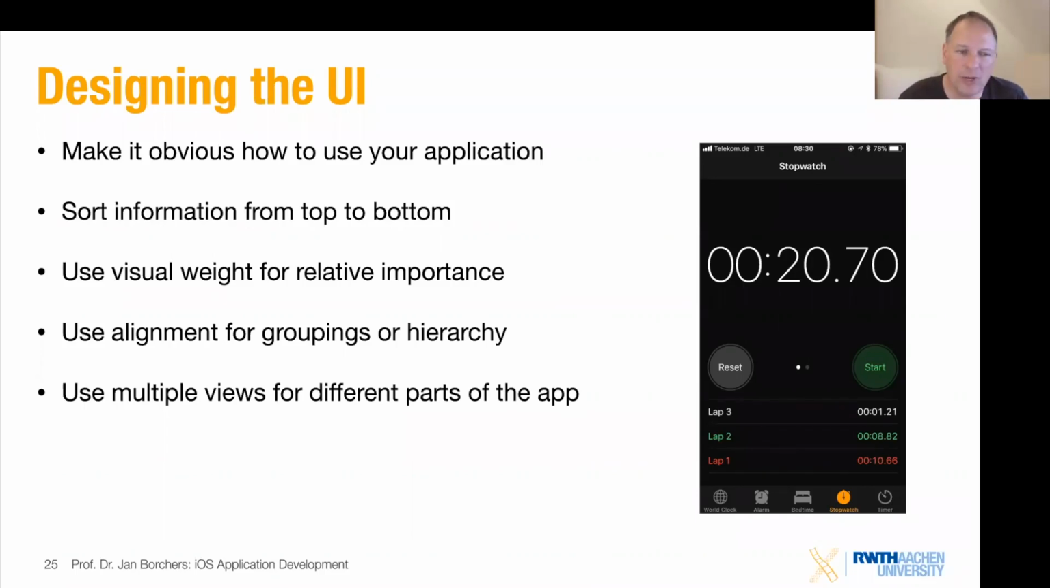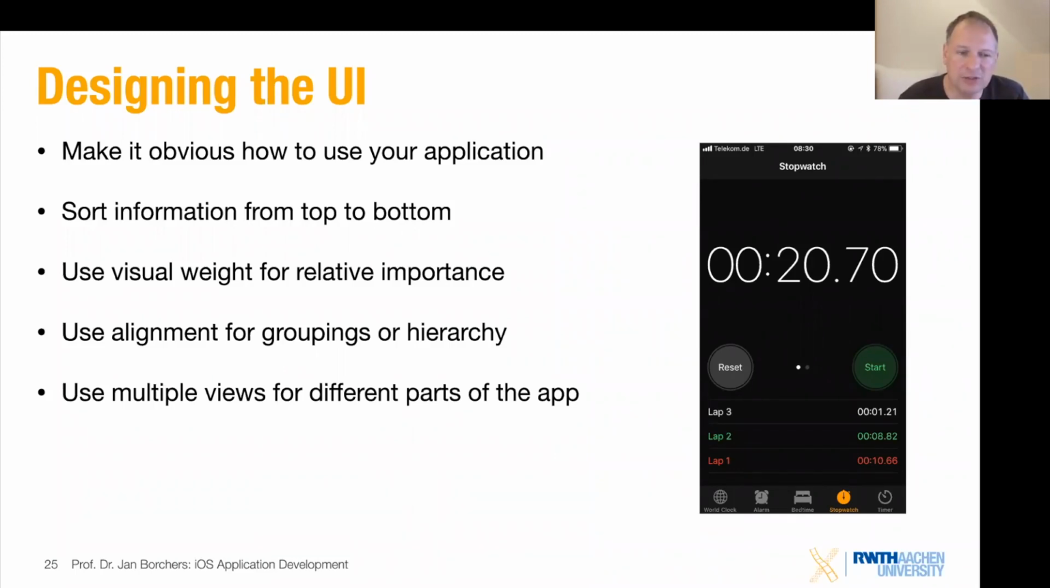We use visual weight for relative importance. As you can see, the time is really big up there, the current running time, the buttons are really big, and then below that, the laps are much smaller. If we look at that, your reptile brain immediately links onto that number at the top there as obviously the most important thing to look at.